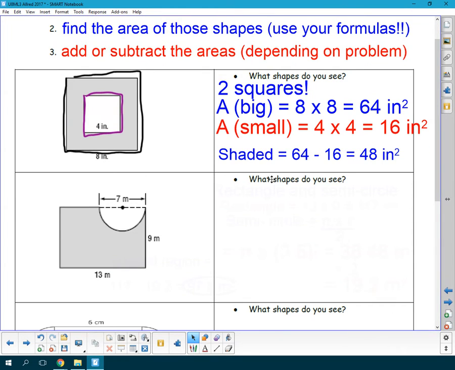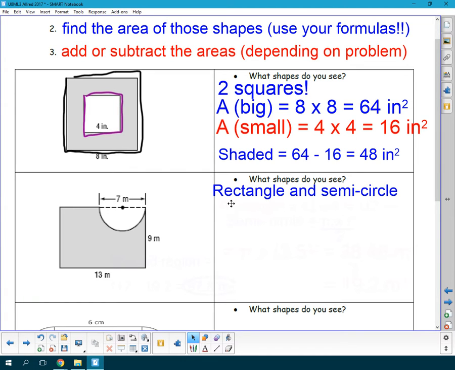And this next math problem, I see a rectangle and I see a semicircle. A semicircle is a big old word for just half a circle. So we're going to find its area by using the same formula we use for any circle. We're just going to divide it by 2 at the end because it's a semicircle.